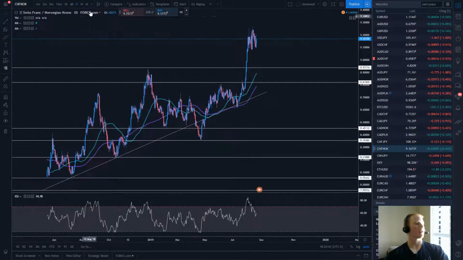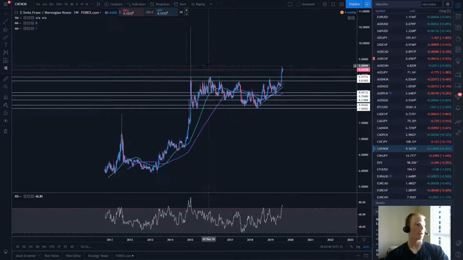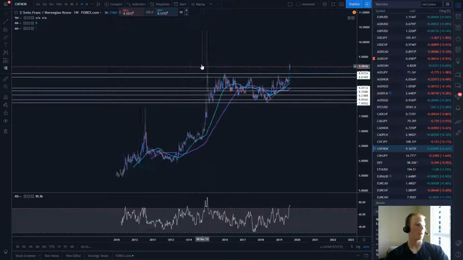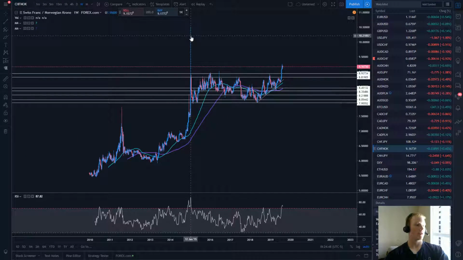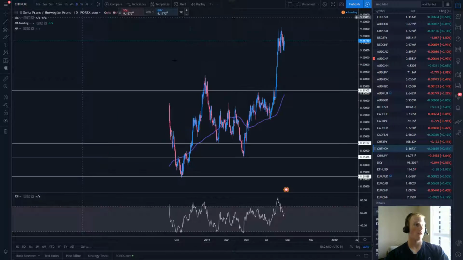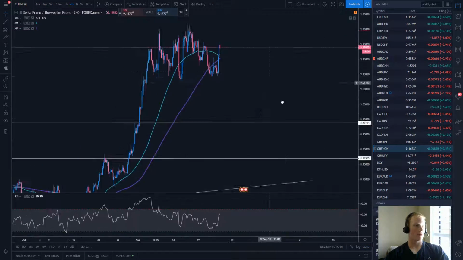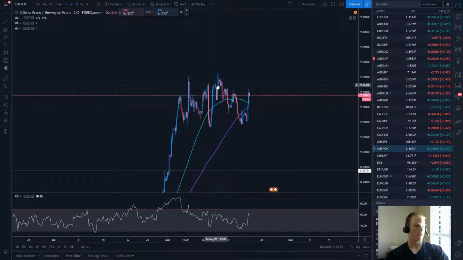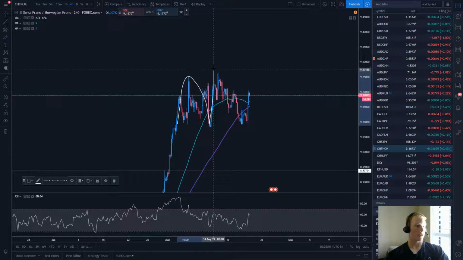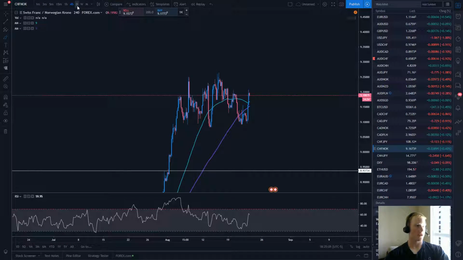Swiss franc, Norwegian krone. Are we at all-time highs? No. But we're at all-time highs since 2015. Let's go down to the 4-hour. We can dissect this. Here's our left shoulder, here's our head, here's our right shoulder.